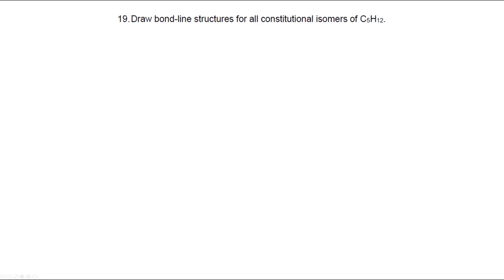Alright, so for chapter 2 problems, the first one of the extra problems was number 19, which is to draw bond line structures for all constitutional isomers of C5H12. If you were to draw them out in Lewis structure form, that would be drawing it in this manner. All of the carbons out with the associated hydrogens, but now we're going to draw them out in the zigzag form. So this would be C5H12.